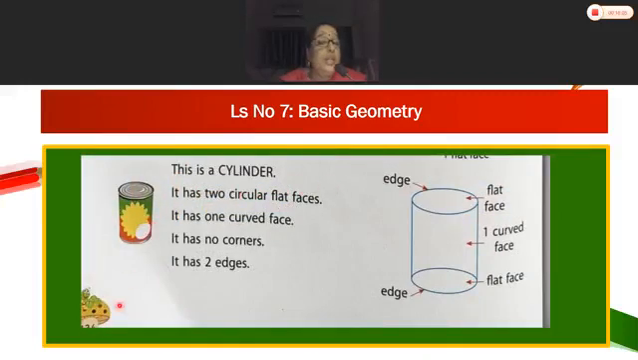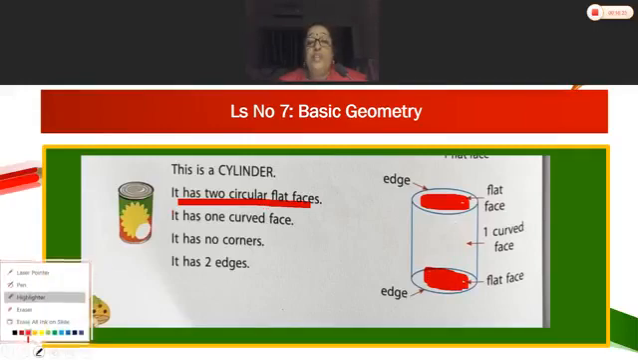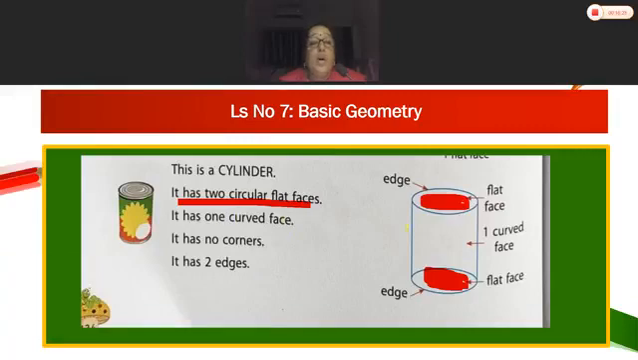Now this is a cylinder. Okay, what is a cylinder? In the figure we will see it has two circular flat faces. Now here you will see with the red color one flat face and the other one. So it has two circular flat faces. You can see round with the red color. Now it has one curved face, the long one, with the yellow color. In the cylinder we have one curved face with the yellow color.